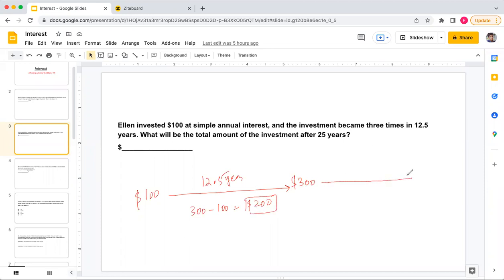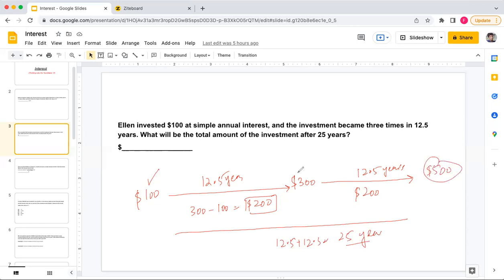So for the next 12.5 years, what will be the increase? That will be the same 200, because this is simple interest. That remains the same between two periods, whatever you're considering. So again, in 12.5 years, the increase is $200. In total, this is 12.5 plus 12.5, which is 25 years. So in 25 years, you started with 100, and the value adds up to 100 plus 200 plus 200, which is 500. That's why after 25 years, as a result of investing, the total value rose to $500.